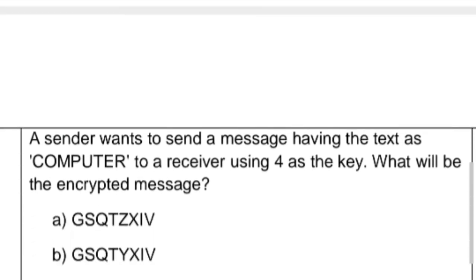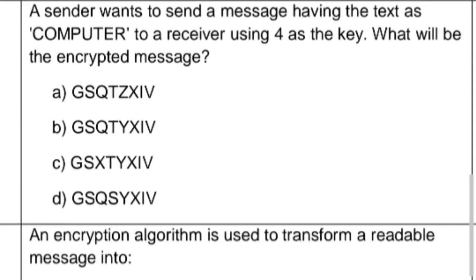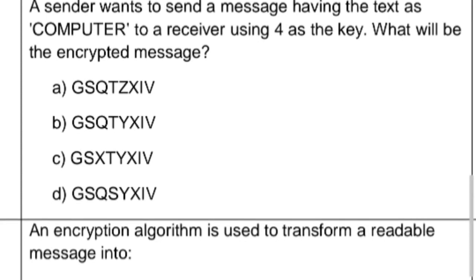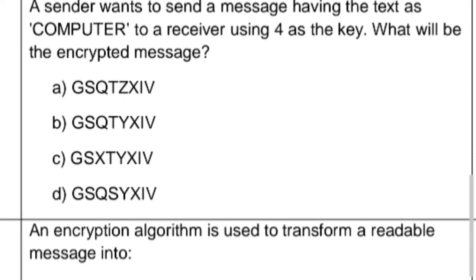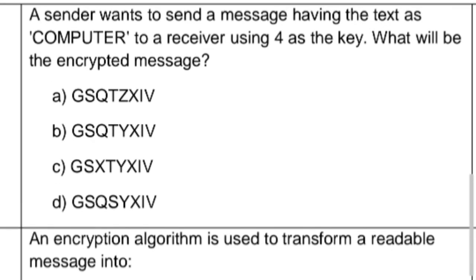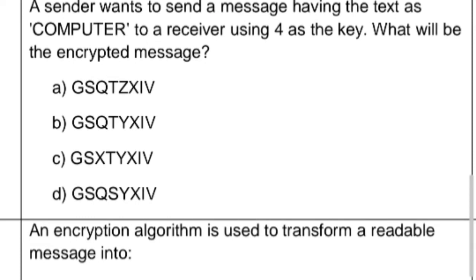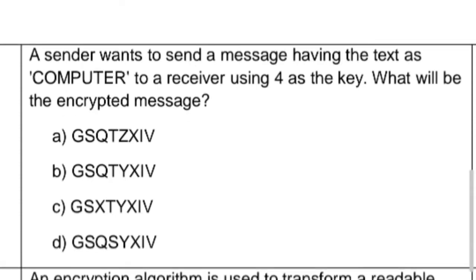Next question is, a sender wants to send a message having the text as computer to a receiver using 4 as the key. So, what will be the encrypted message? In the paragraph we saw that when 3 is the key, we skip count the alphabet by 3. Here 4 is the key, so we are going to do a skip counting of 4. So, here C would be replaced by D, E, F, G, that is G. So, our computer would start with G. Now, after G, O would be replaced by P, Q, R, S. So, S. So, CO will become GS.